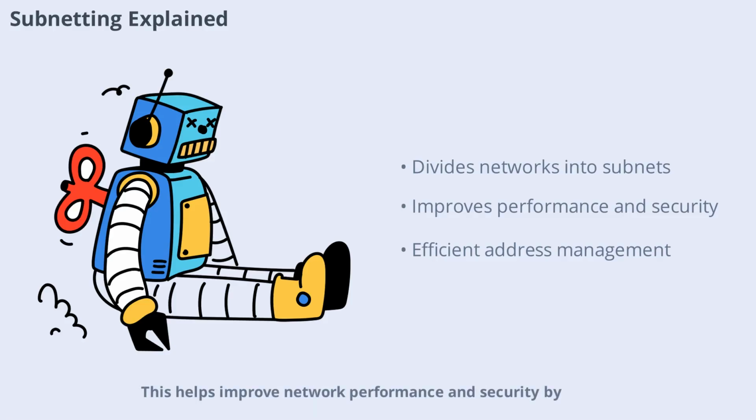This helps improve network performance and security by limiting the number of devices in each subnet. Subnetting also makes it easier to organize and manage networks, especially in large organizations. Each subnet has its own range of IP addresses, allowing for more efficient use of available addresses.